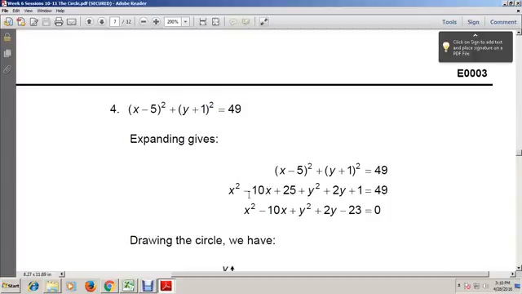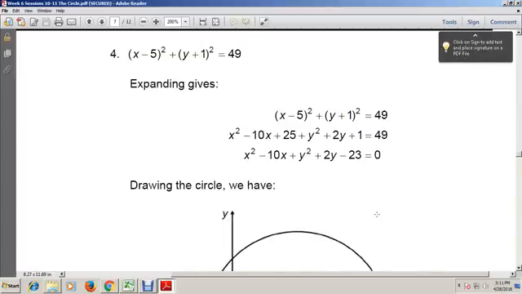Okay, so doing the same solution for getting the general form, we have (x minus 5) squared plus (y plus 1) squared is equal to 49. Squaring the two binomials, we have x squared minus 10x plus 25, y squared plus 2y plus 1 is equal to 49. Then rearranging the terms, this should be equal to x squared plus y squared minus 10x plus 2y. Then 25 plus 1 gives us 26, minus 49 gives us negative 23, is equal to 0.